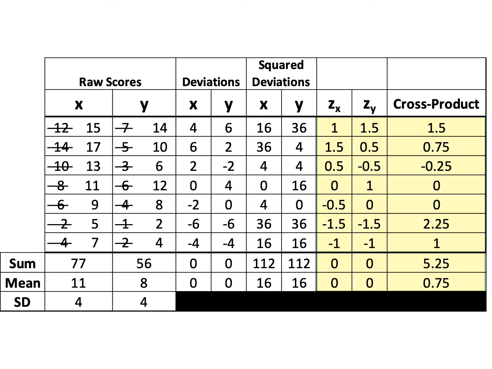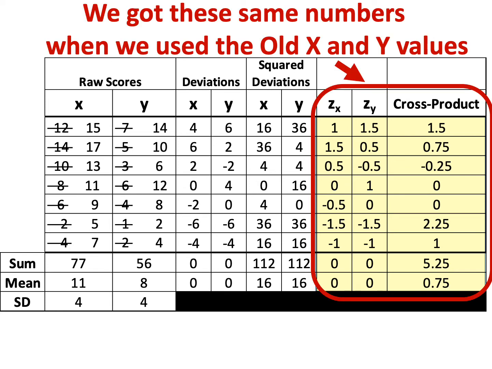So here are the numbers. These are the z-scores and correlation we get when we use the new values of x and y. So let's compare the new z-scores and correlation with the old z-scores and correlation. We got exactly the same numbers when we use the old x and y values.